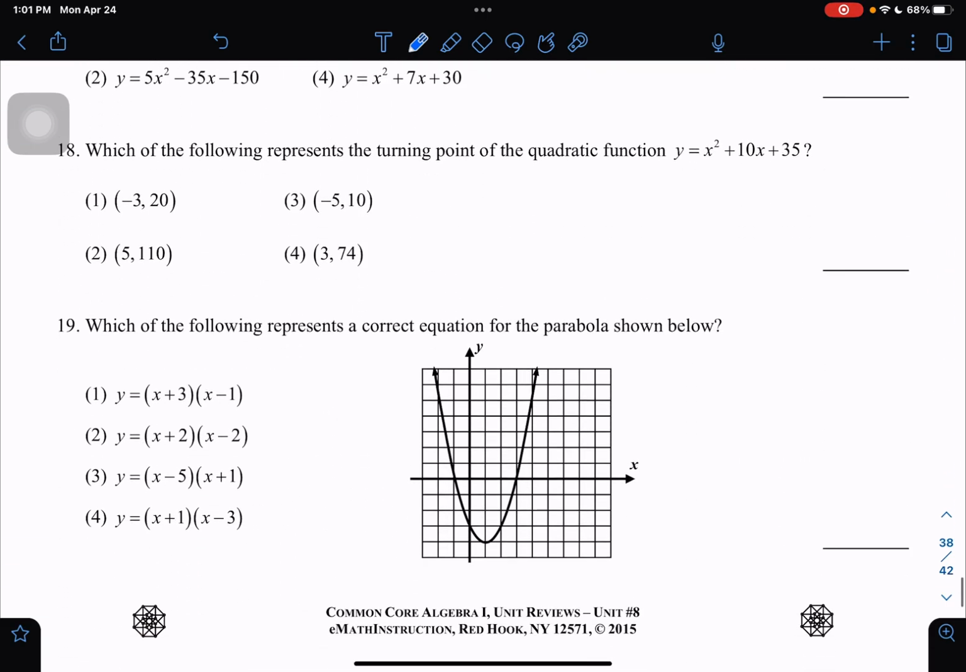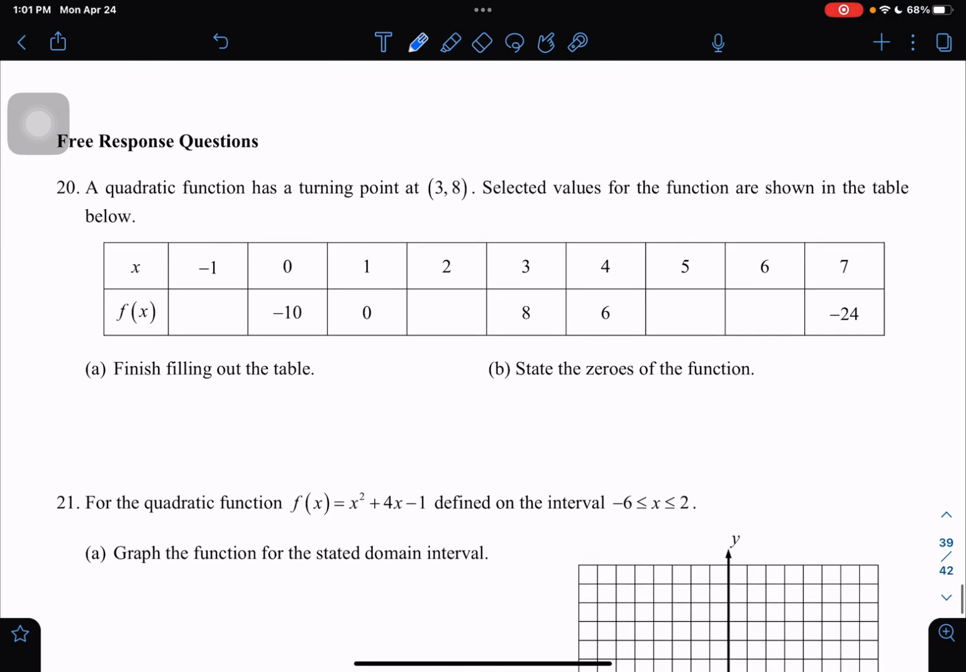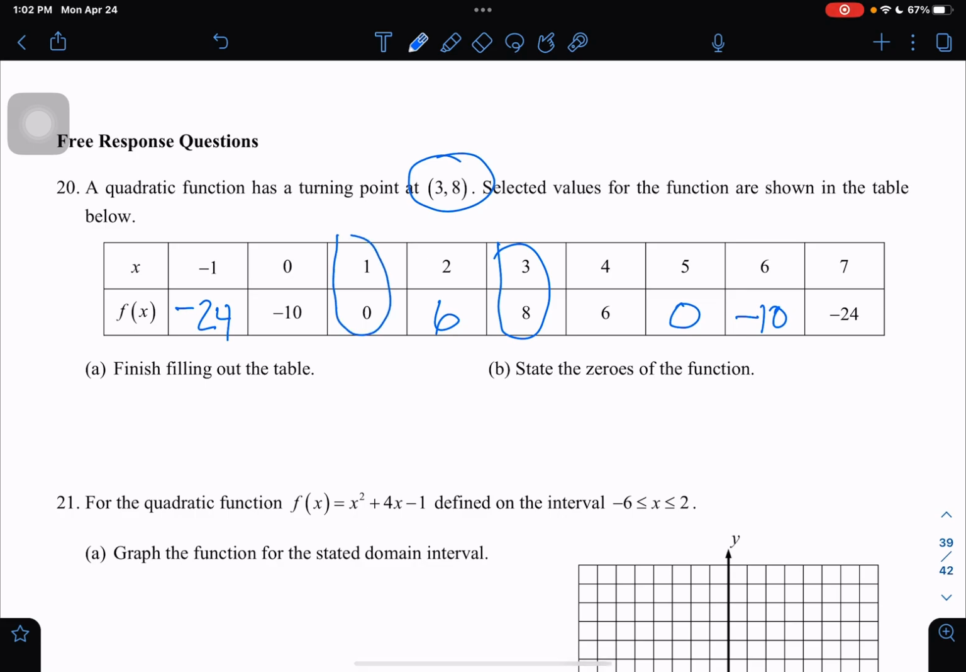All right, the beauty of the parabola is that they're symmetrical about the turning point. So 3 is the turning point, which is this one. So if the one away is 6, if 4 is 6, then 2 is also going to be 6. And then 0 over on this side, and -10, and then -24. And then it wants us to state where the zeros are. Well, they're talking about when y is 0. So we have 1 there and 1 there, at x equal to 1 and x equal to 5. All right, now for the last one.